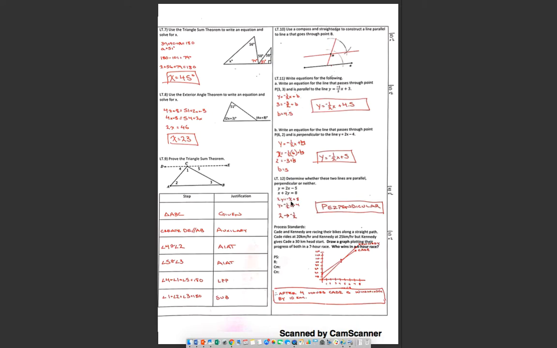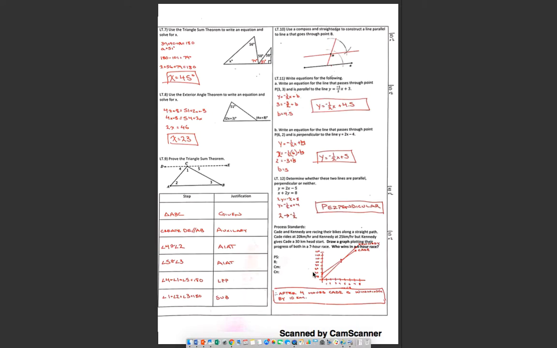Well, I subtract x from both sides. Now I've got 2y equals negative x plus 8. I divide both sides by 2, and sure enough, I get negative 1/2 x plus 4. Not that that 4 matters. All I really want to know is the slope. And the slope is negative 1/2, which is the negative reciprocal of 2. So I know they're perpendicular.